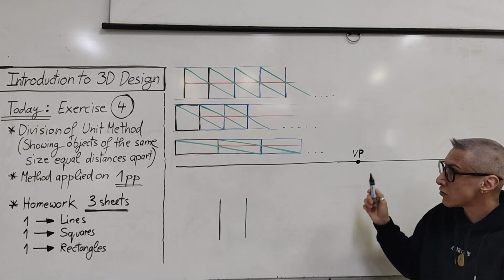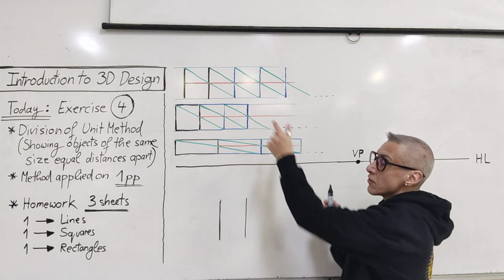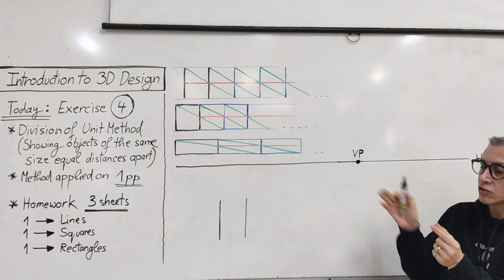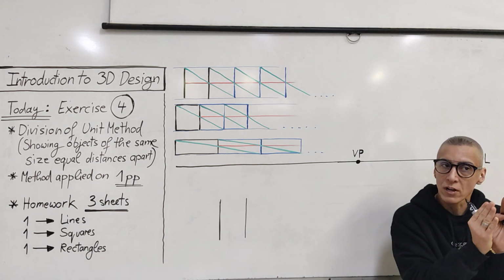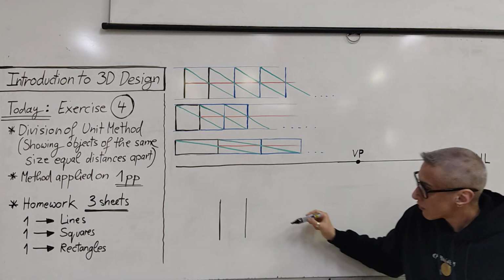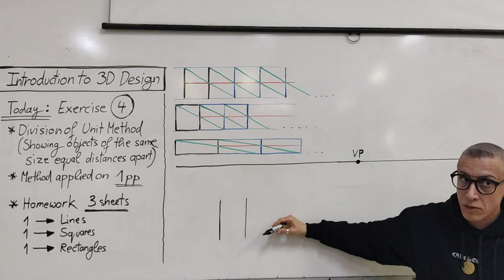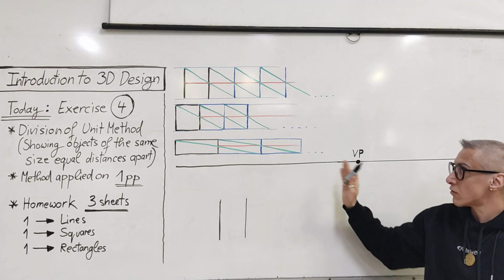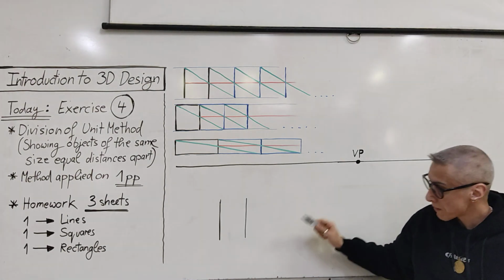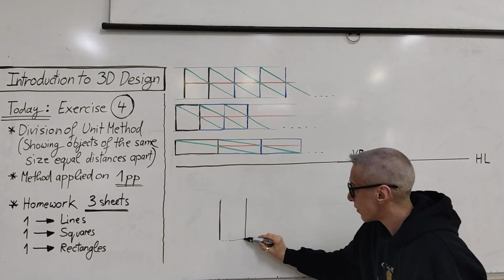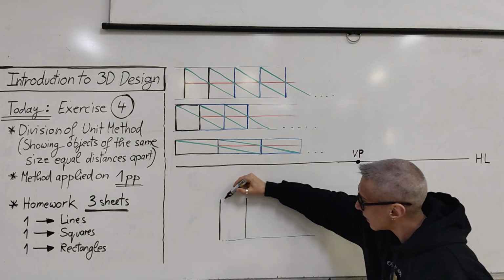But if I put it in perspective, these distances, as it goes towards the vanishing point, they will become smaller and smaller and smaller, okay? But this is just to explain the method, then we will apply this to the perspective, okay? So, let's say, for example, we have a line here and a line here.